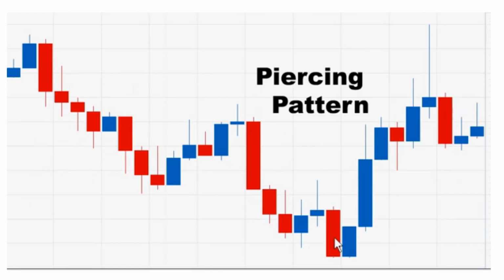The piercing pattern is a very similar pattern to the bullish engulfing pattern. The piercing pattern is a 2-candle formation after a downtrend. The first candle is a red bearish candle, which is a continuation of the downtrend. The second candle is a bullish blue candle where the body closes more than halfway up the first red candle. Ideally, the blue candle will close at or very near its highest price.